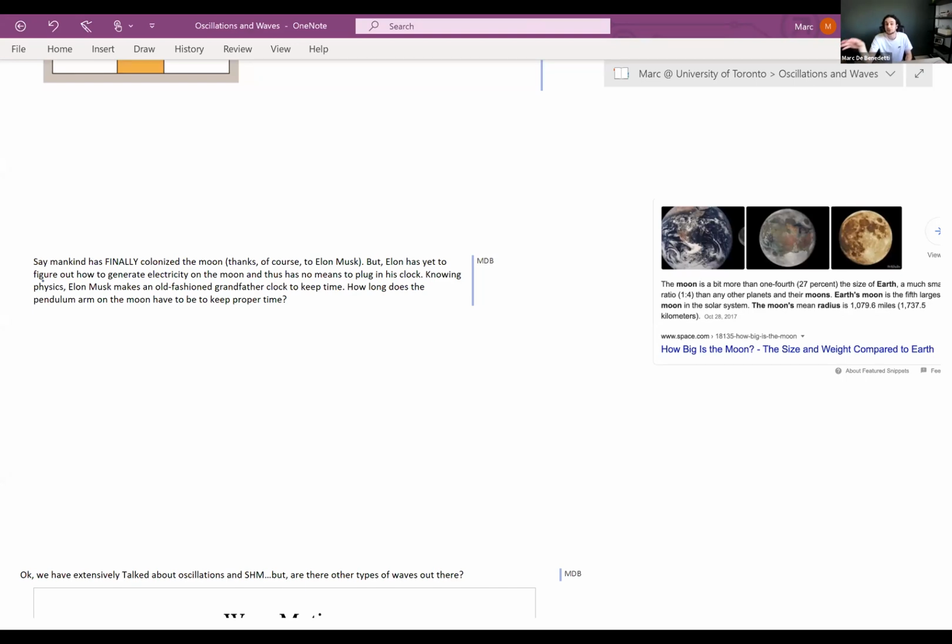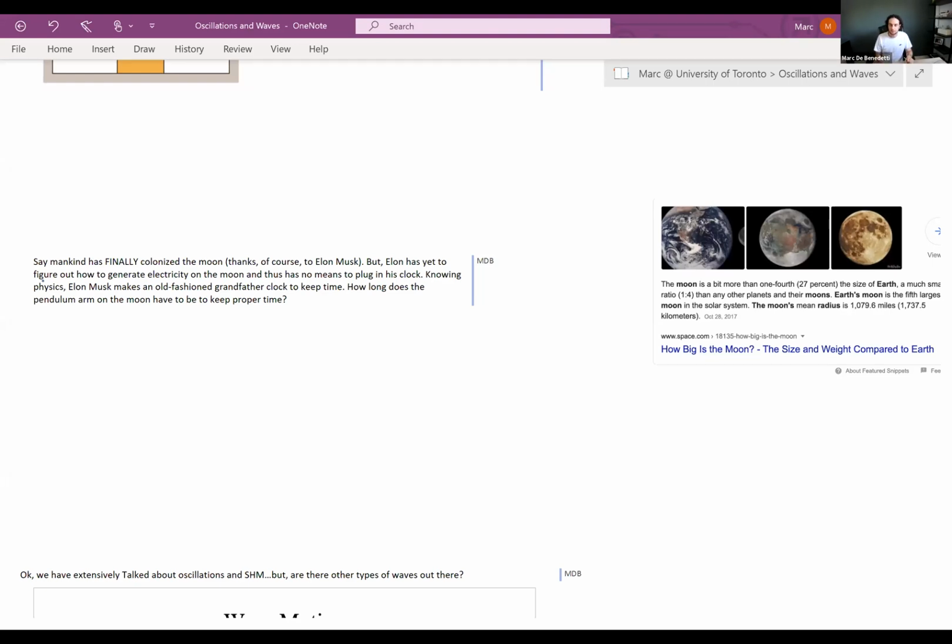However, Elon Musk hasn't figured out power generation yet. He's just figuring out oxygen supply and food supply. He's going to figure out electricity later because he knows physics. In the meantime, though, he needs to keep track of time. He probably has a smartwatch, but it would run out of battery pretty quick, and there's no electricity on the moon, so you can't charge it. So how do you keep time on the moon without electricity?